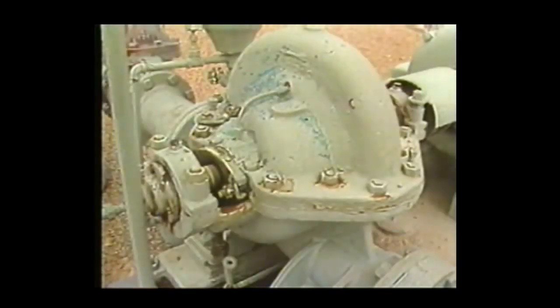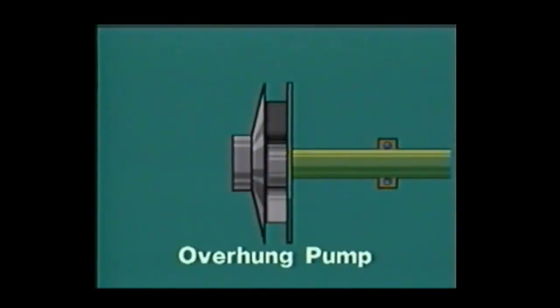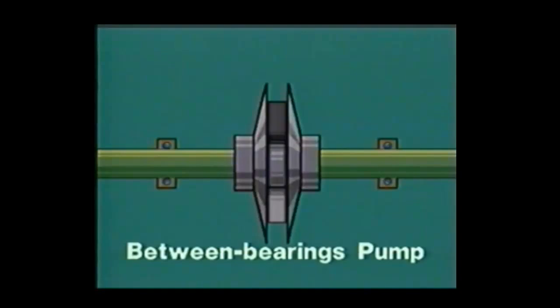Two other important terms are overhung and between bearings. They refer to the position of the impeller in relation to the bearings. In overhung pumps, the bearings are located on one side of the impeller. In between bearings pumps, the bearings are located on both sides of the impeller.